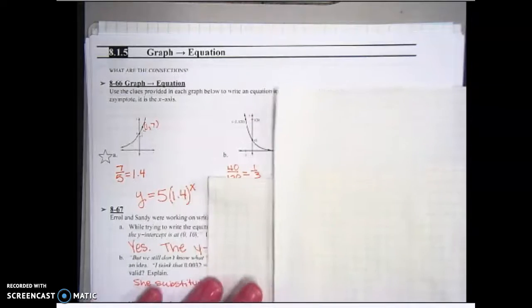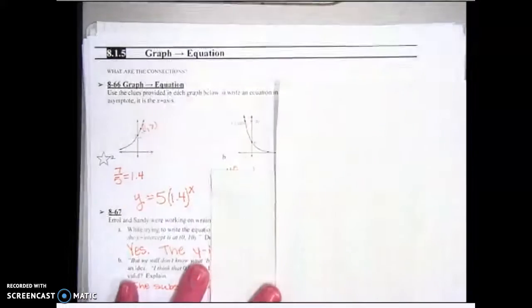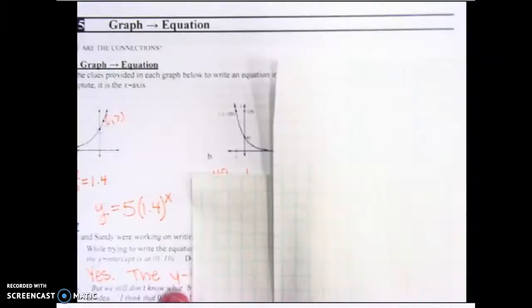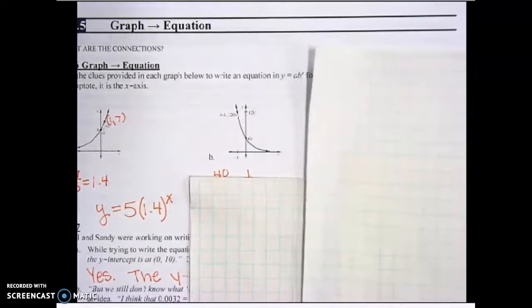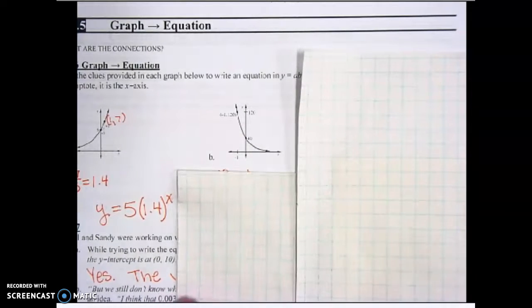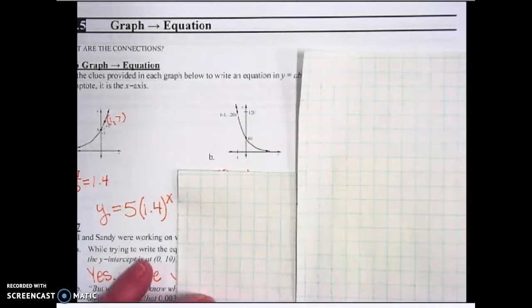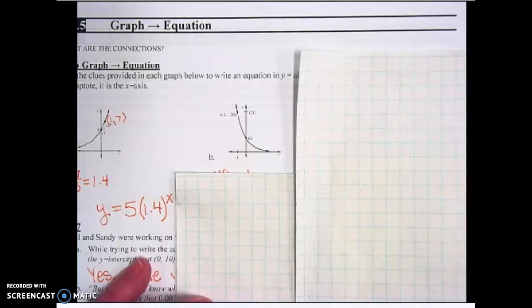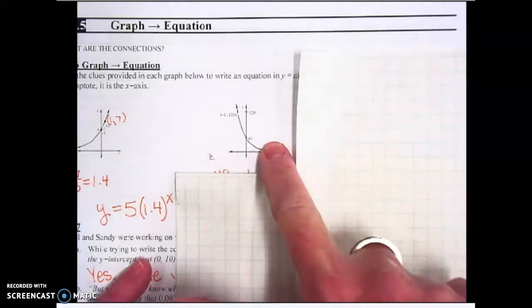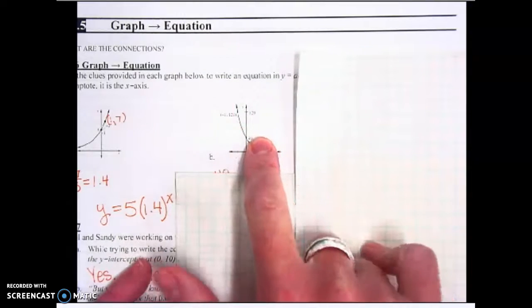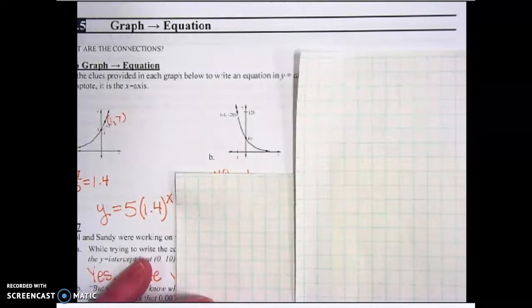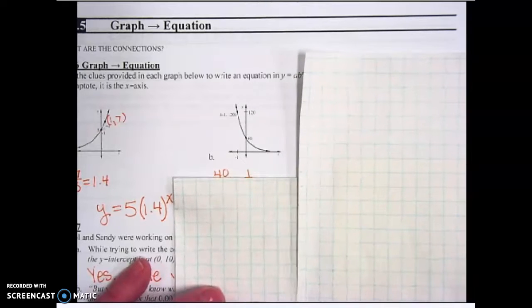So for part B, we have this graph over here. Zoom in a little bit. And this one, what's happening from left to right? Is it going up or is it going down? It's going down exponentially, okay? So we need to find the rate of decay, okay? So the number that goes in for b, is it going to be greater than 1 or less than 1? Less than 1, okay? And you find it the same way.